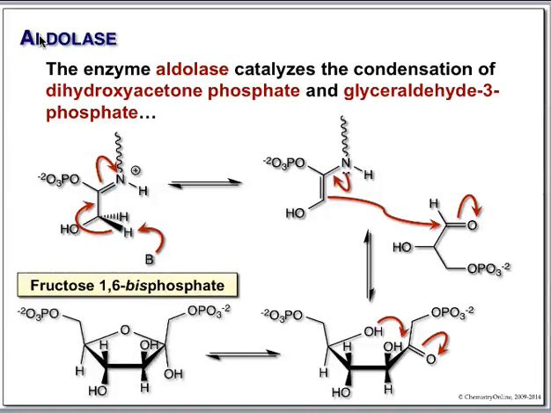Aldol condensation in reverse is glycolysis. Start off with glucose, work your way down to fructose 1,6-bisphosphate, do the reverse aldol condensation, you're left with dihydroxyacetone and glyceraldehyde phosphate. That is the organic chemistry of glycolysis. Isn't that neat? Really is neat.